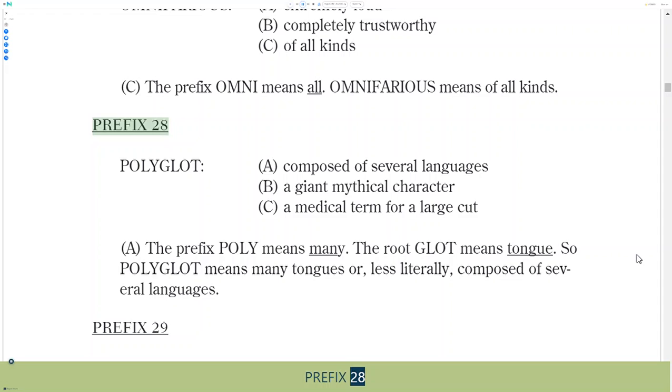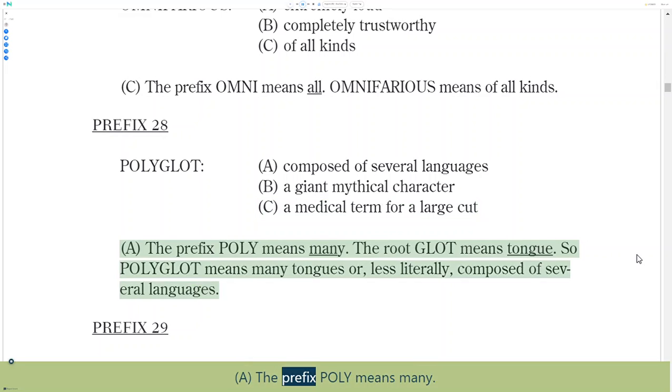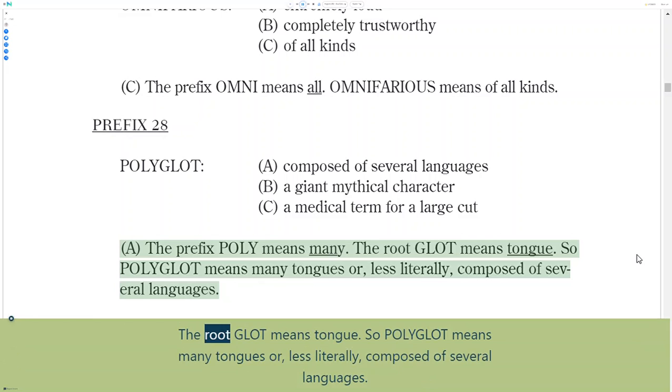Prefix 28. Polyglot. A. Composed of several languages. B. A giant mythical character. C. A medical term for a large cut. A. The prefix poly means many. The root glot means tongue. So polyglot means many tongues or, less literally, composed of several languages.